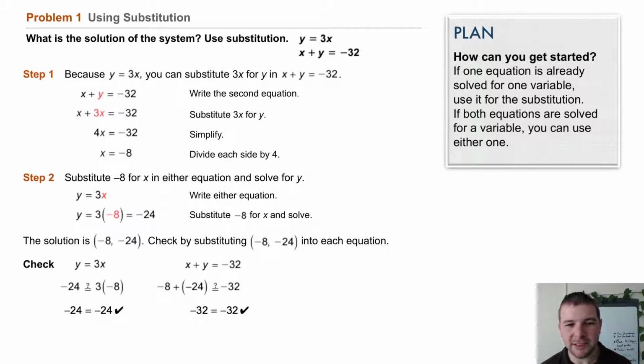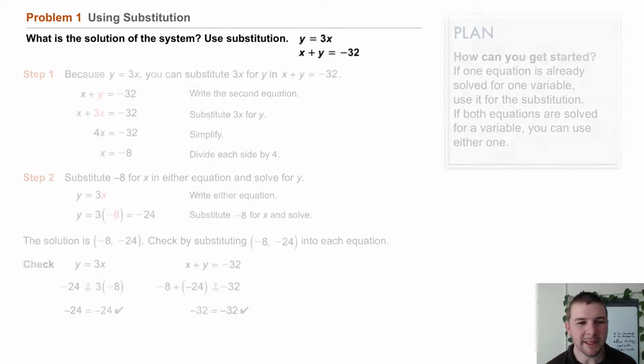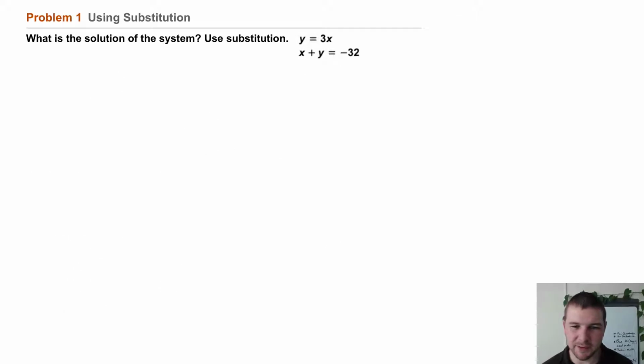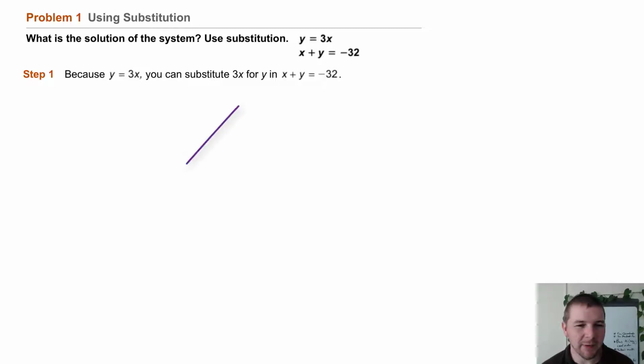Problem 1. Using substitution. What is the solution of the system? Use substitution. Here we're given y equals 3x as our first equation, slope-intercept form, and x plus y equals negative 32 in standard form. Step 1. y equals 3x. Notice how the y is already isolated in the first equation. That sets this system up really nicely for the substitution method.